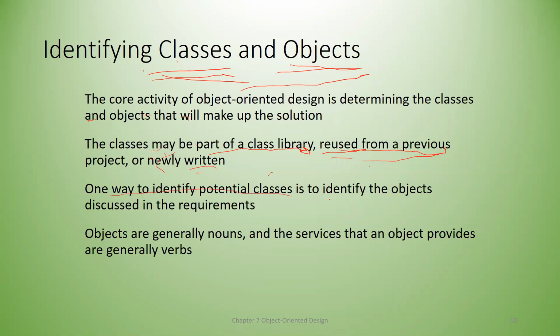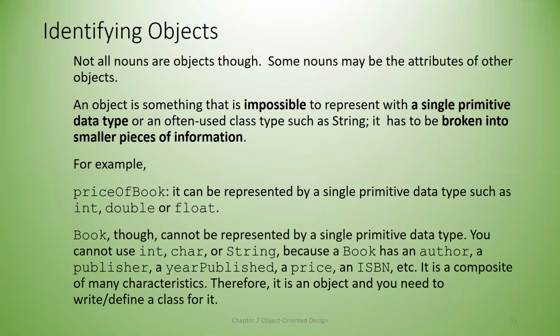One way to identify potential classes, okay, is to read the requirements and identify it. And objects are generally nouns, okay? And the services that the object provides are generally verbs. And services basically are the methods for the class, right, in the class. So nouns are most likely objects, and services, verbs, are the methods. However, not all nouns are objects. Okay, some nouns may be simply attributes of other objects.